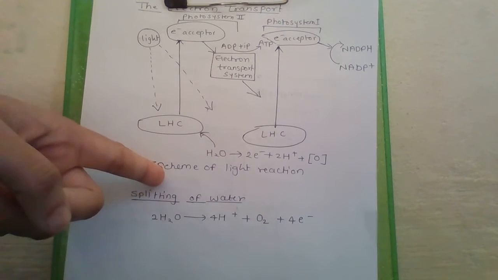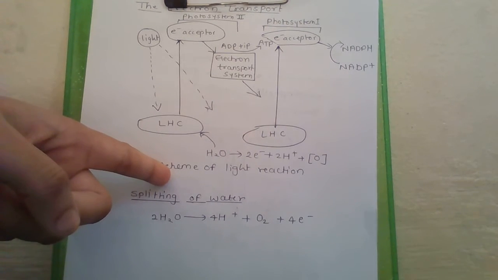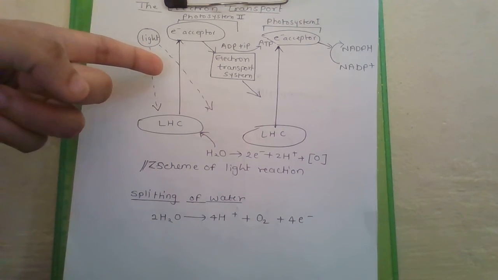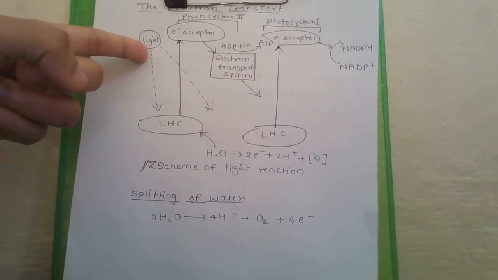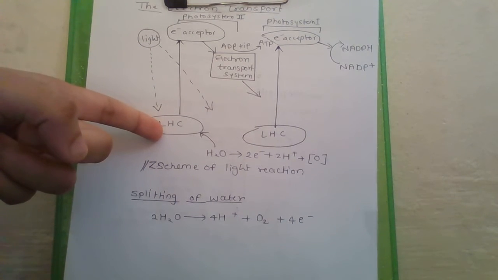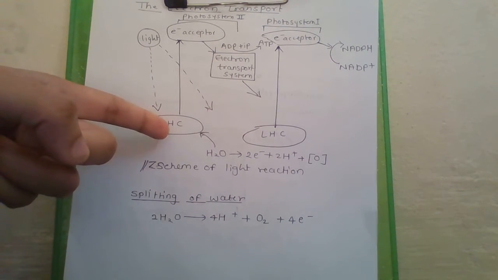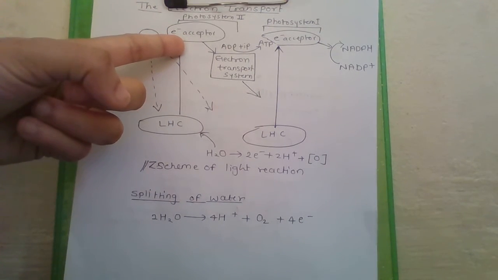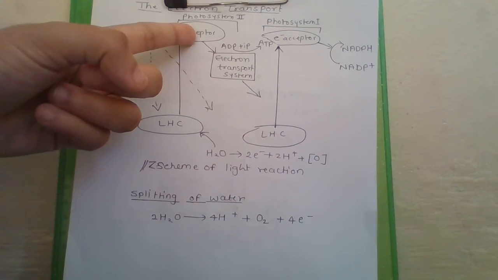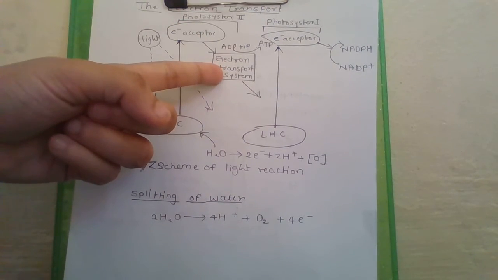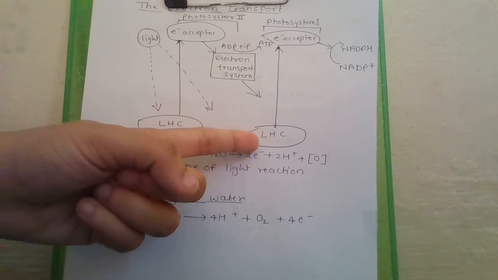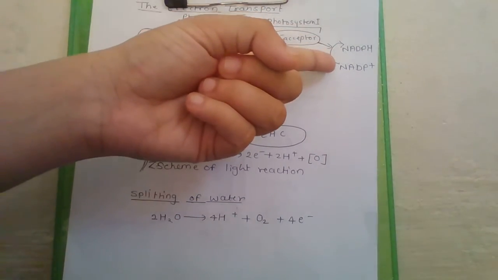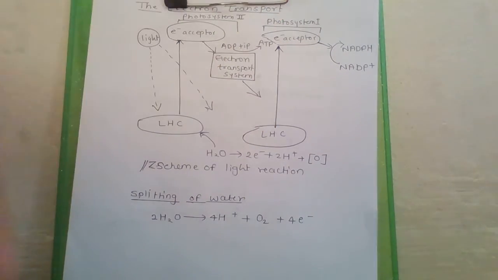So this is the diagram of the Z scheme which we have previously discussed in electron transport. In the Z scheme, light falls on LHC, the light harvesting complex. Electrons get activated and transport towards the electron acceptor, through the electron acceptor to the electron transport system. Again, light harvesting complex. Then the E acceptor and NADPH and NADP plus H plus.